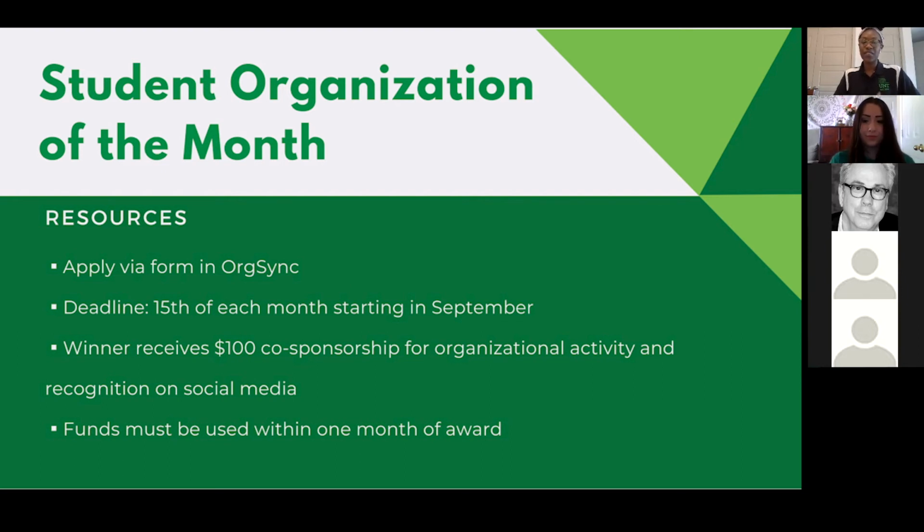The deadline is the 15th of every month, so the first one will be this September. The winners will receive a co-sponsorship, and they'll be recognized on our social media platforms as well. The funds must be used within one month. A lot of the organizations either buy pens or swag items, possibly t-shirts, or a tablecloth. It really just depends on the organization and how they would like to use their money for Student Org of the Month.